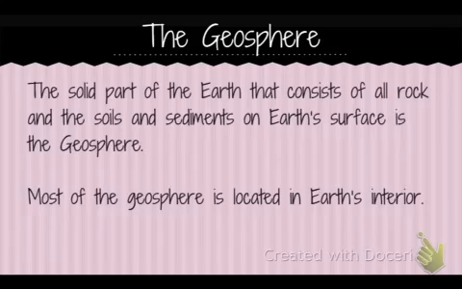Okay, so let's talk about the geosphere. The geosphere is the solid part of our Earth, and it consists of all the rock and soil and sediments on Earth's surface. Most of the geosphere is located in the Earth's interior, just because the majority of the rocks and sediments and solids of the Earth are in the Earth's interior, not on the surface, which we see.